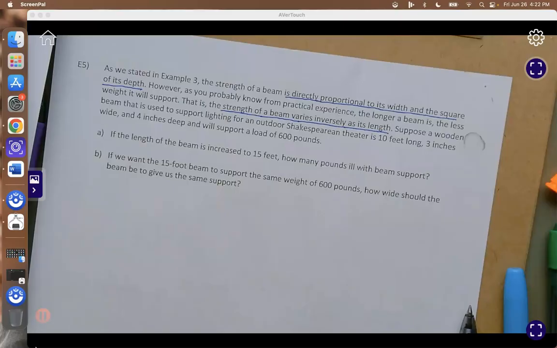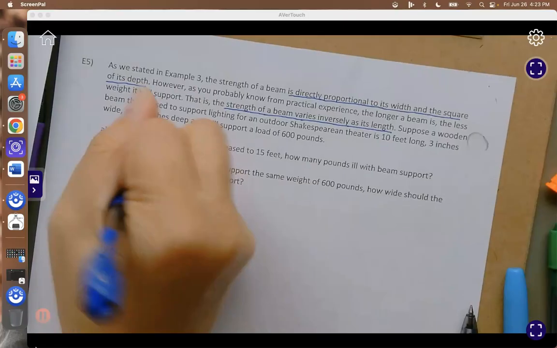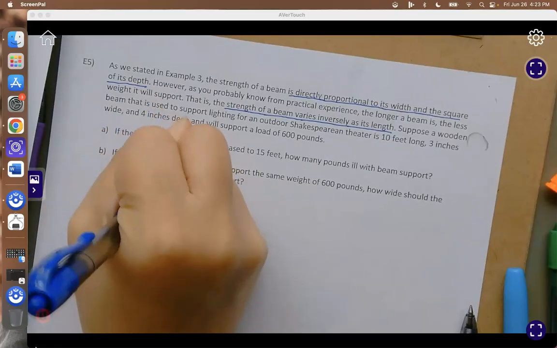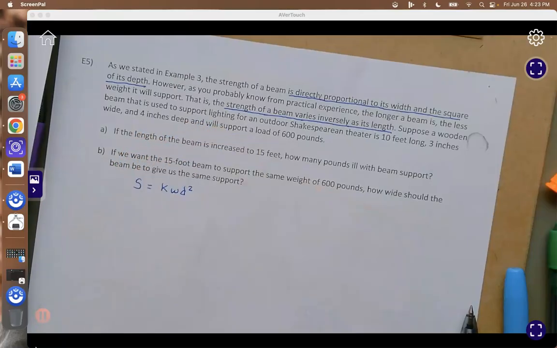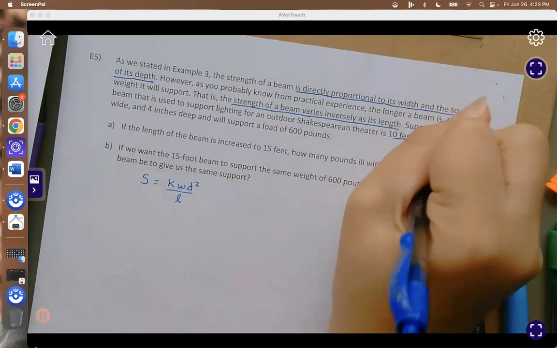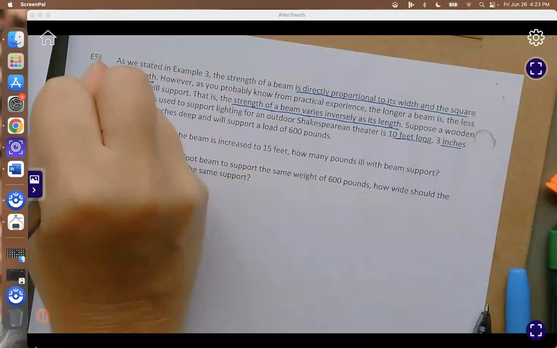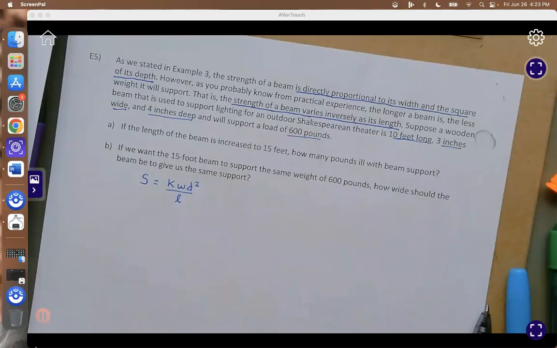Okay, so we're going to combine our two things. So what this formula is going to become, the strength of the beam, we know that formula was KWD squared. But it varies inversely with the length. Okay, so that's how we get that. Suppose a wooden beam that is used to support lighting for an outdoor Shakespearean theater is 10 feet long, 3 inches wide, and 4 inches deep, and will support a load of 600 pounds. Okay, so we need to solve that one first to find our constant.